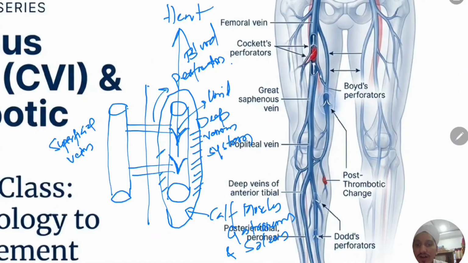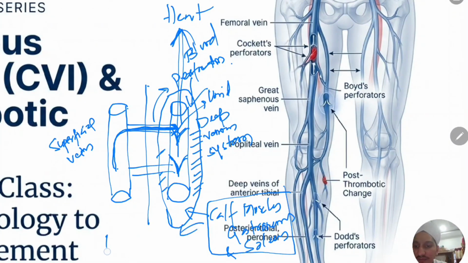So what happens when the blood goes up? The blood in the superficial veins will enter the deep venous system through these perforator veins, and this cycle will continue. Blood comes from here to here, and from here it is pumped to the heart, and the backward flow is limited by these unidirectional valves. That's why these calf muscles are known as the peripheral heart. Remember this from anatomy: peripheral heart. Why? Because they pump blood towards the heart when you walk.